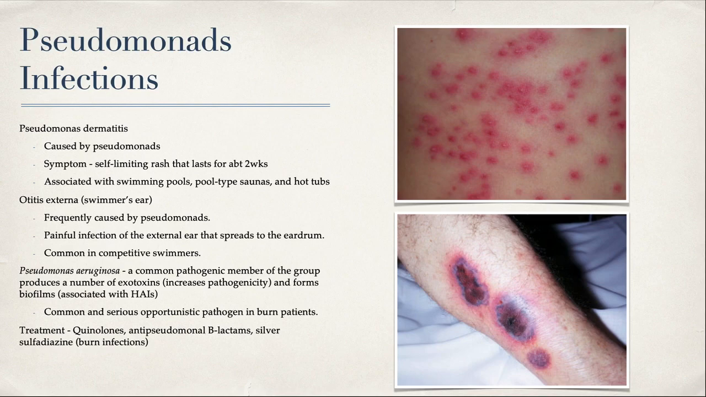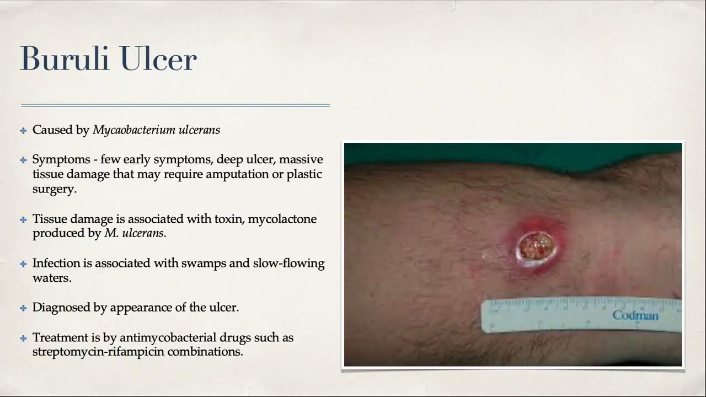Pseudomonas aeruginosa, which is an important member of the group of Pseudomonas that cause skin infections, is an important hospital-acquired infection. It's very opportunistic and very common in burn patients, and it's very difficult to treat as well because it forms biofilms. And whenever microorganisms form biofilms, they are more difficult to treat because they are resistant to desiccation and disinfectant as well. Important drugs that are used to treat them are quinolones and the beta lactams as well.